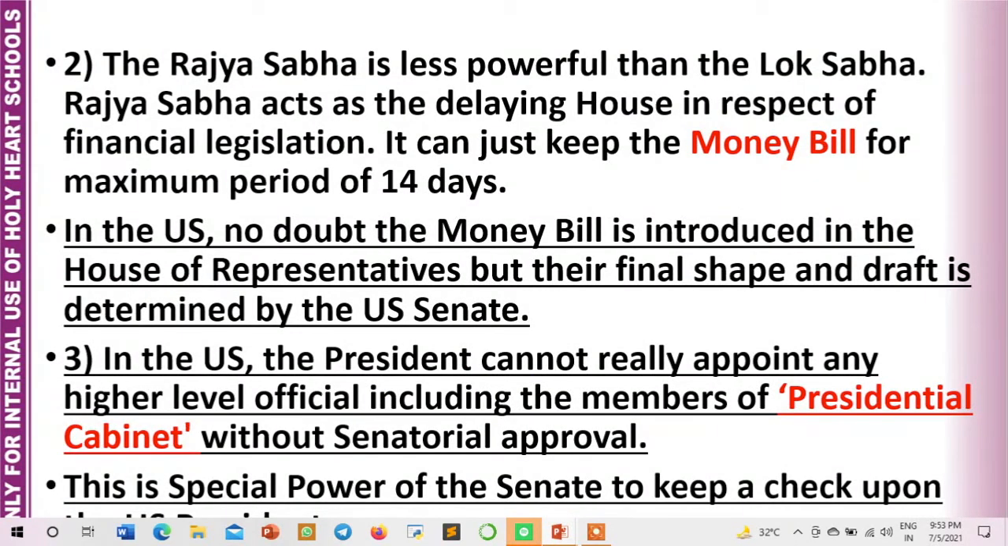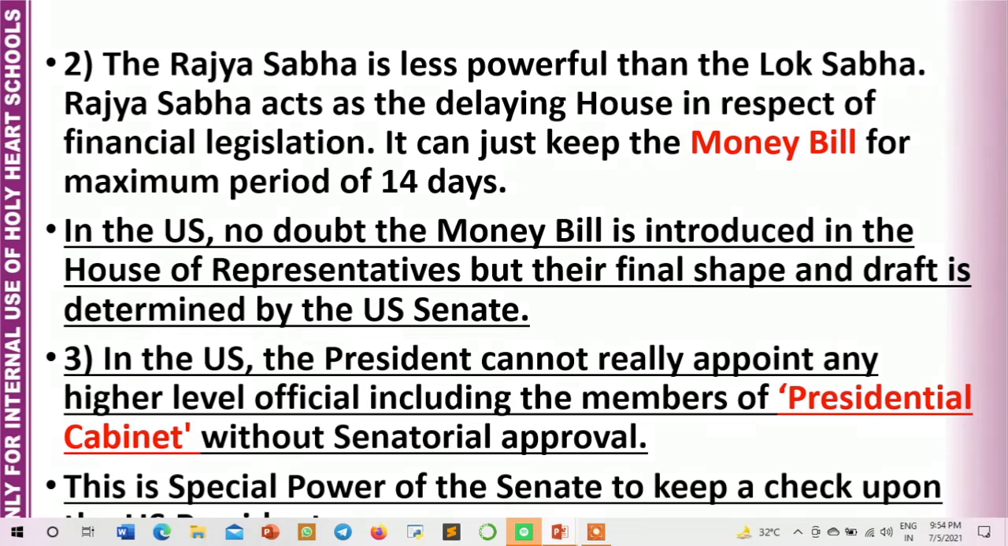The second point is the Rajya Sabha is less powerful than the Lok Sabha. Rajya Sabha acts as the delaying house in respect of the financial legislation. It can keep the money bill just for a maximum period of 14 days. In the US, no doubt, the money bill is introduced in the House of Representatives, but their final shape and draft is determined by the US Senate.